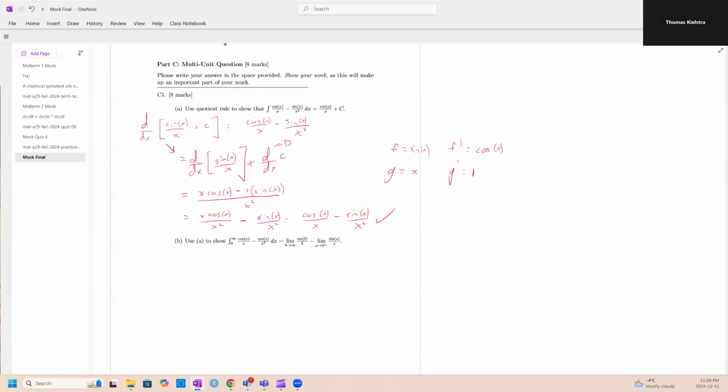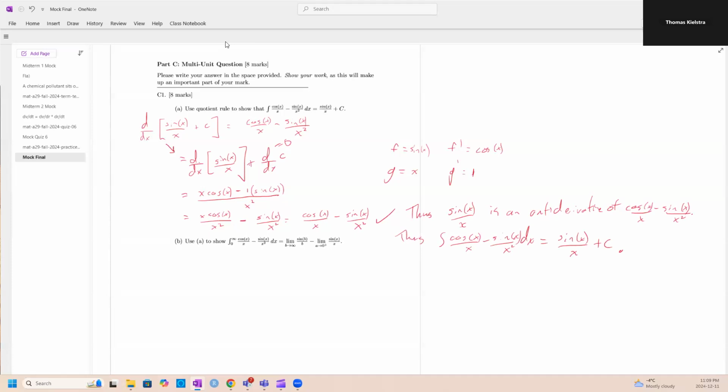So thus, sine x over x is an antiderivative of cos x over x minus sine x over x squared. Thus, the improper integral of cos x over x minus sine x over x squared dx does in fact equal sine x over x plus c.